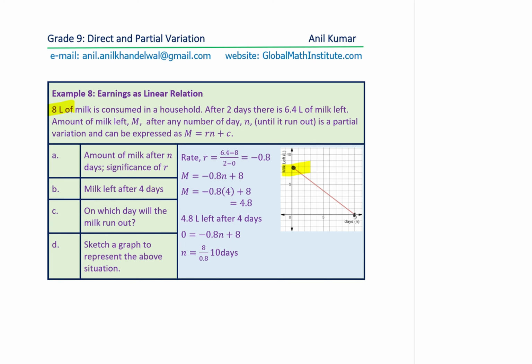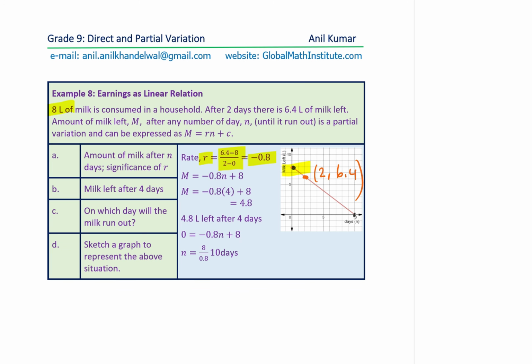We also know two critical points on this. One is the y-intercept itself, the other one is at 2 days, which is here. We have a point which is 6.4, right? So 2 and 6.4. Using this point, we can find the slope. So let's find the rate now. The rate here is 6.4 minus 8 divided by 2 minus 0, which is minus 0.8, right?